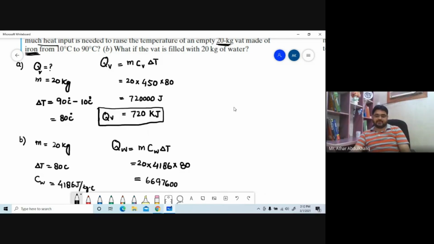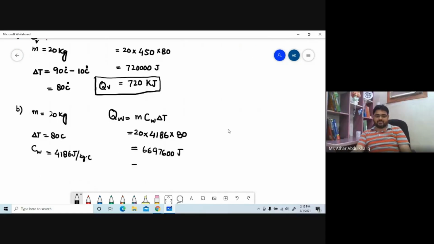Can you divide it by 1000 to give it kilo? So I can approximate it as 6700 kilojoule. Okay, now we have this amount of heat that is required to raise the temperature of the water.